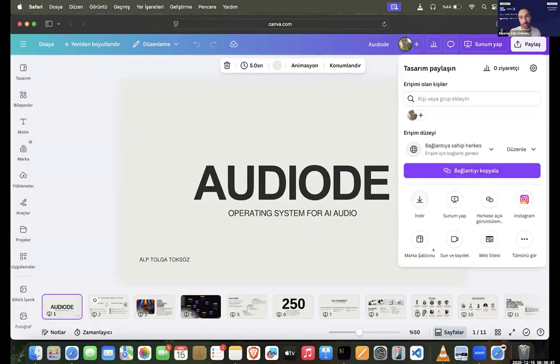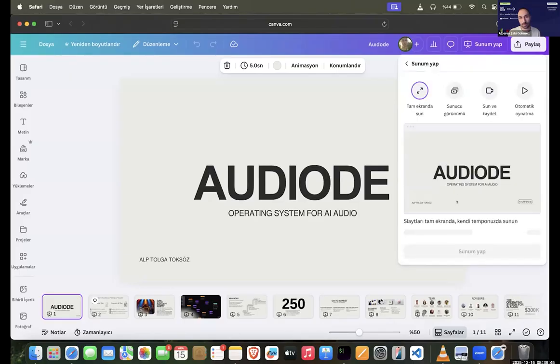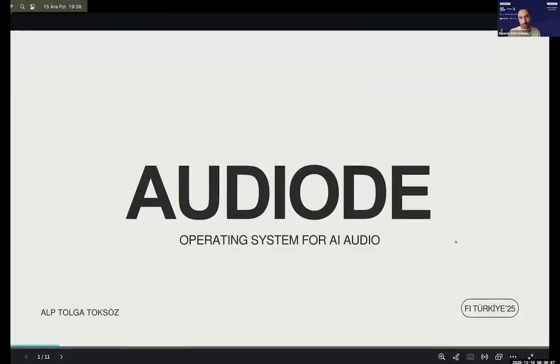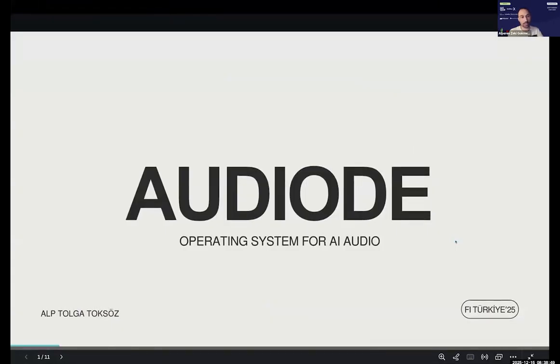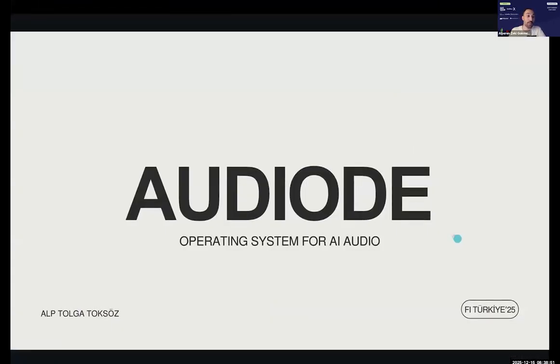We can see only if we can make it full screen. Yeah, we can see right now. You can start when you're ready.